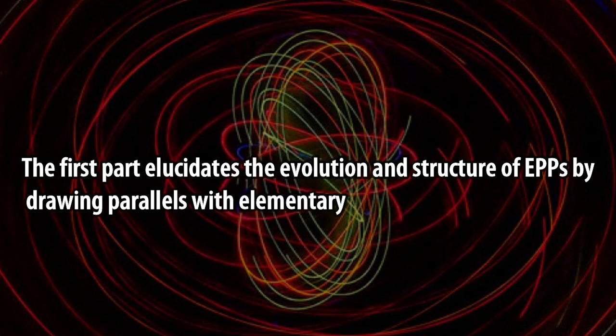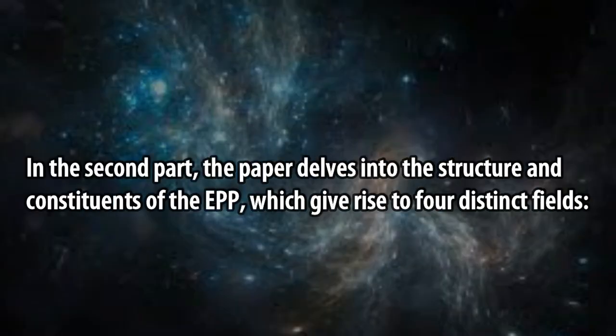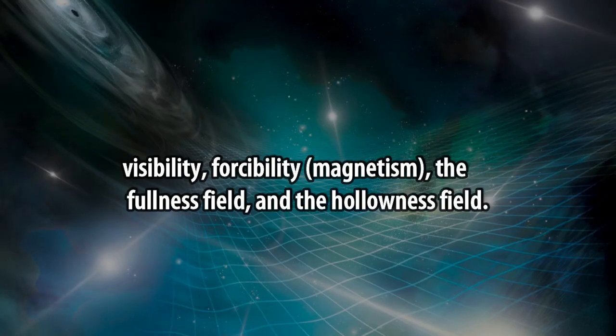The first part elucidates the evolution and structure of EPPs by drawing parallels with elementary biological particles, cells. In the second part, the paper delves into the structure and constituents of the EPP, which give rise to four distinct fields: visibility, forcibility, magnetism, the fullness field, and the hollowness field.